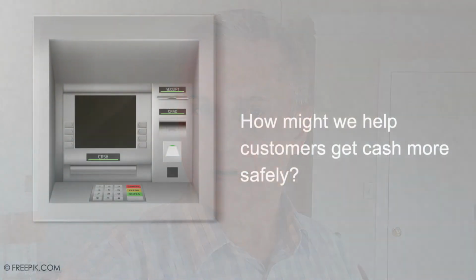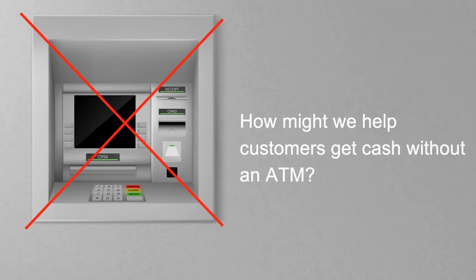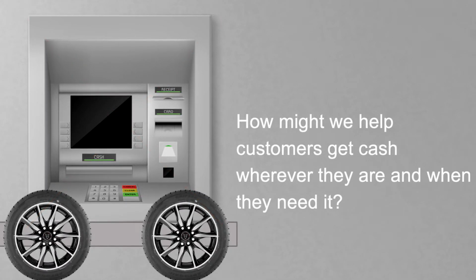For example, how might we help customers get cash more safely? That's a different level 2 problem. How might we help customers get cash without even an ATM? How might we help customers get cash wherever they are and when they need it? These are all different problems that live in the level 2 problem space, and they provide an expanded view of the space.